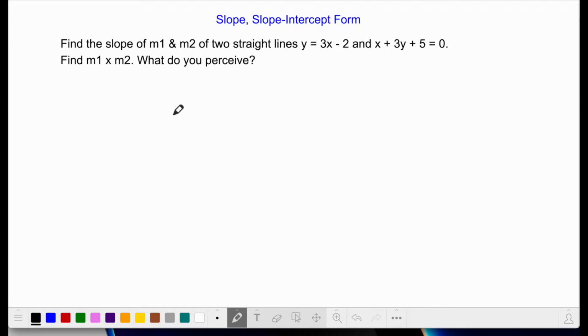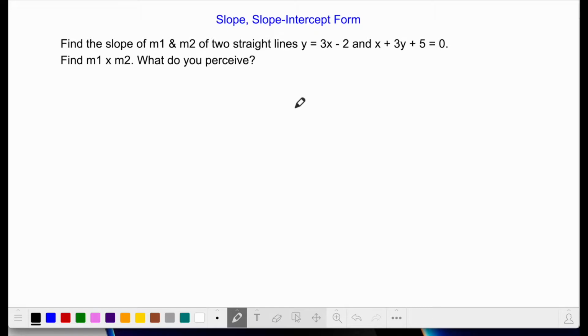I'm going over an example problem that covers the concept on slope and slope-intercept form. So let's get started. In this problem, we are going to find the slope of two equations given in the problem, and we're going to find out what the multiplication of the two gradients equals.